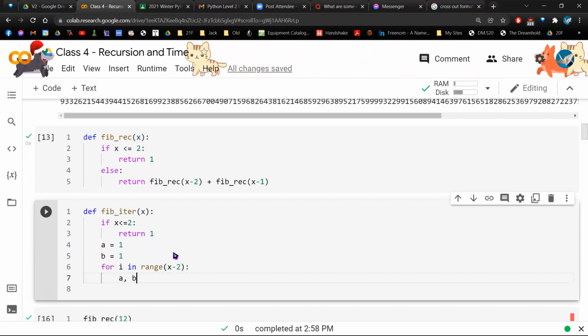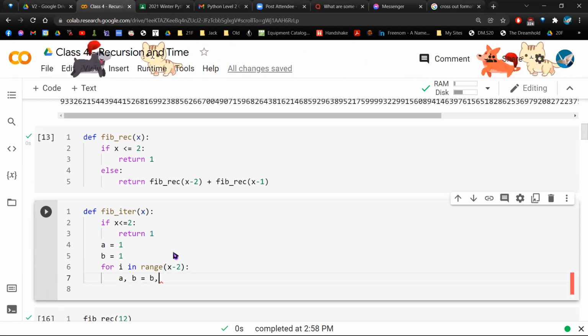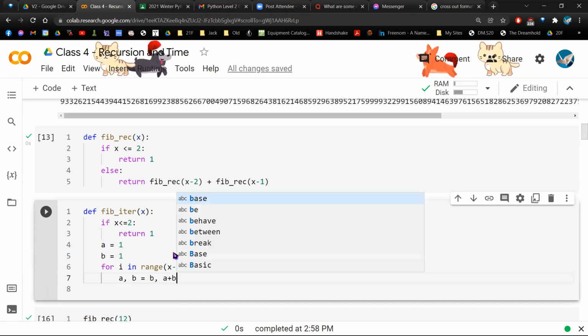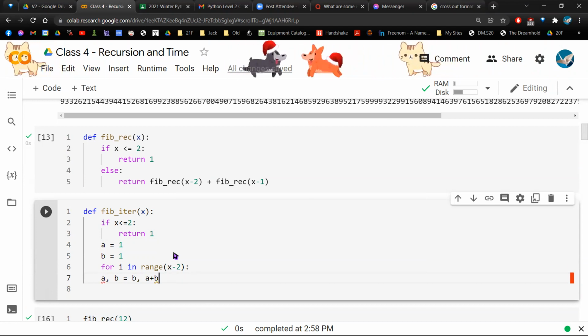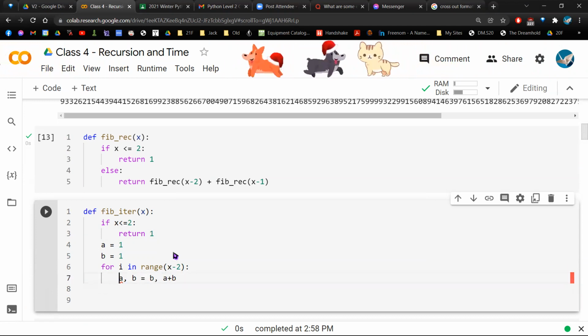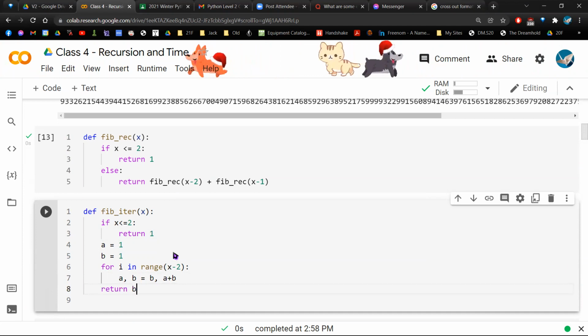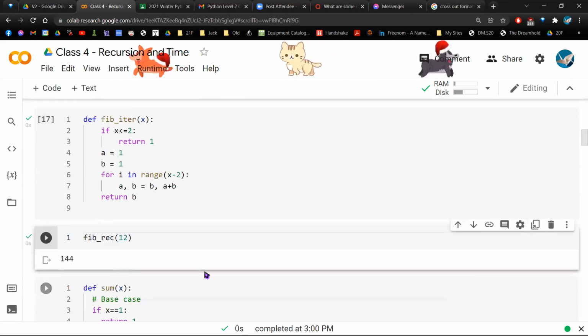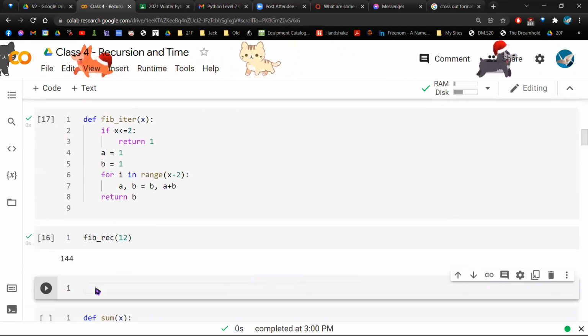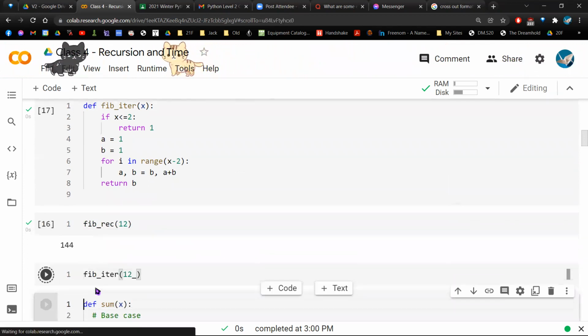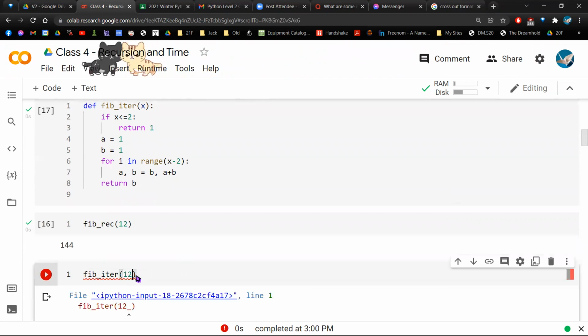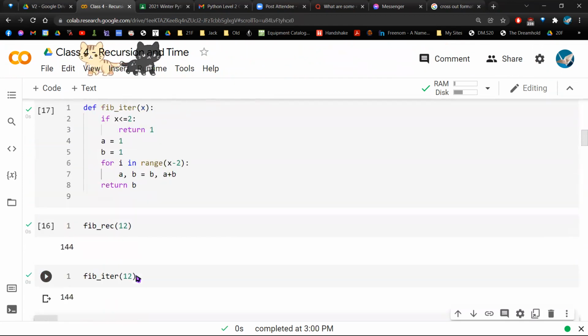I'm going to use a shortcut. So A becomes B and B becomes A plus B. Right. And at the end, if I do this correctly, I'm going to return B, and hopefully that should give us the answer. It might be 1 off or something like that. Hopefully it's not. Oh, okay. So I did it right. So the iterative solution also gives us 12.